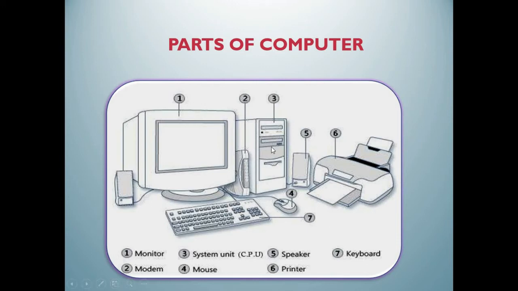Then we have CPU, Central Processing Unit, which is a main component of your computer. And we have mouse, which is a pointing device, which is used to select the instruction from the computer. Then we have speakers, which will output the sound from the computer. Next, this is a printer. So the data, whatever you have prepared on your computer, if you need to take a print of it, then we use printer. So the copy which you take on a printer is called as hard copy. And next, keyboard. It's an input device which is used to give the data and instruction to the computer.